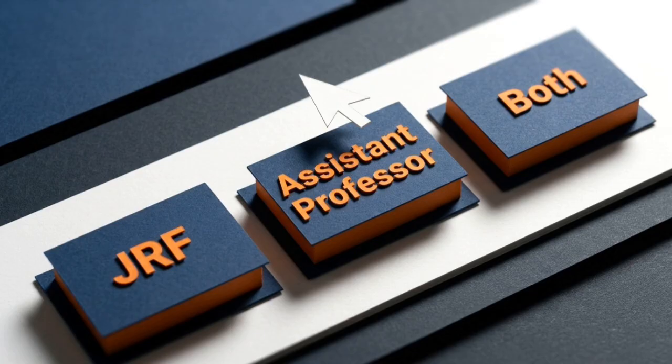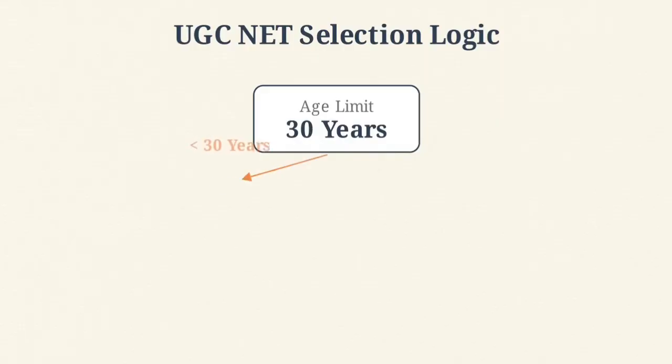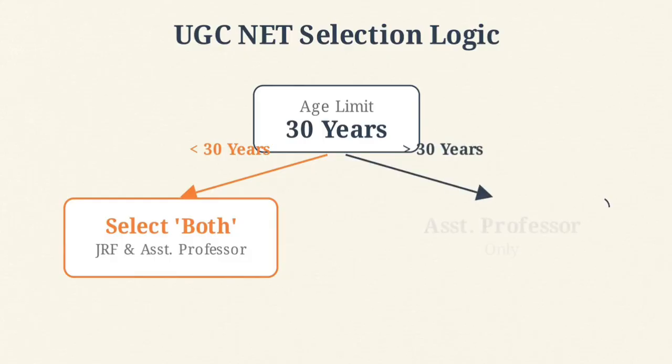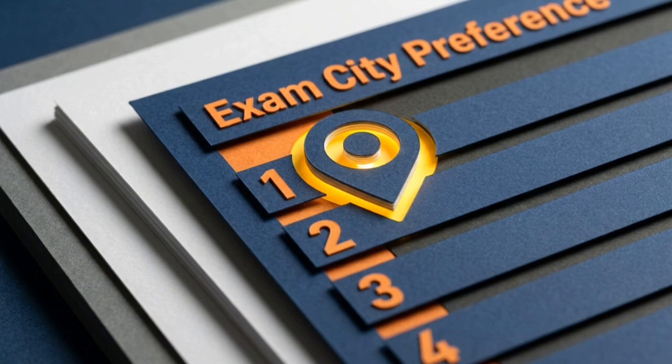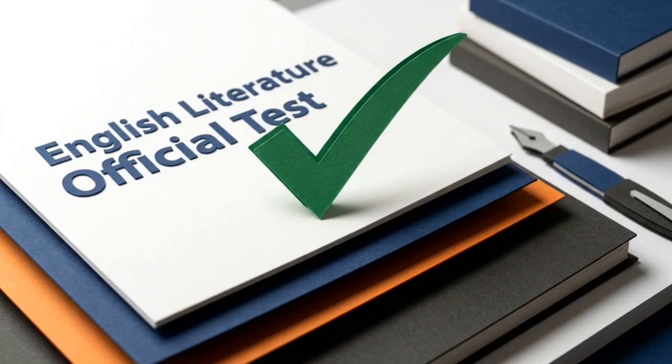The next major decision point is your examination tier. You must select whether you are applying for the Junior Research Fellowship, Assistant Professor, or both. This chart explains the strict age-based logic you must follow. The JRF has an age limit of 30 years. Therefore, if you are under 30, select both to maximize your options. If you are over 30, the system requires you to choose Assistant Professor only. Finally, select your 4 preferred exam cities in priority order, keeping the closest locations at the very top. Your exam cycle is entirely dictated by these 2 sections. Locking in code 30 and selecting the correct age-based tier ensures you take the right test for the right qualification.